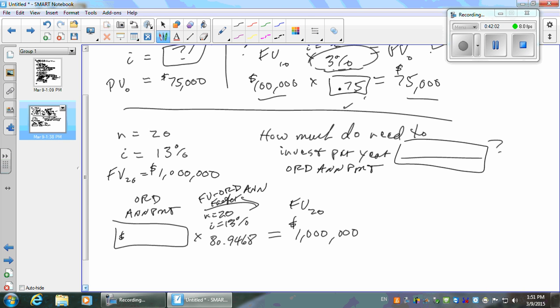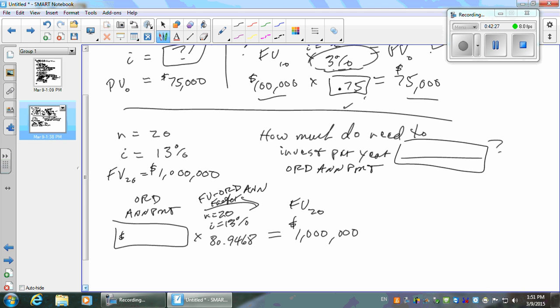$20. The first dollar invested at the end of 1 year and left at 13%, right? For how many years? 19. The second one's going to be there for 18 years. Third one's 17, right? Everybody agree? Okay. So take a look at your future value of the sum table so you can sort of get your head around this.